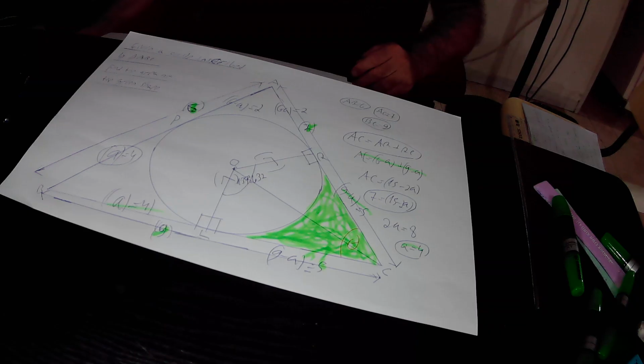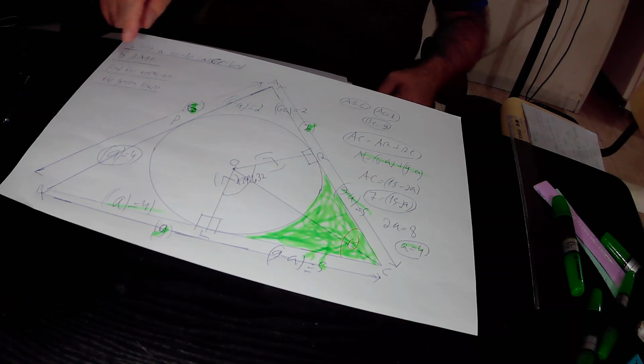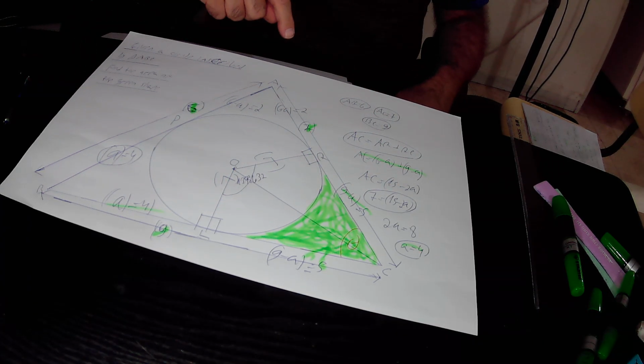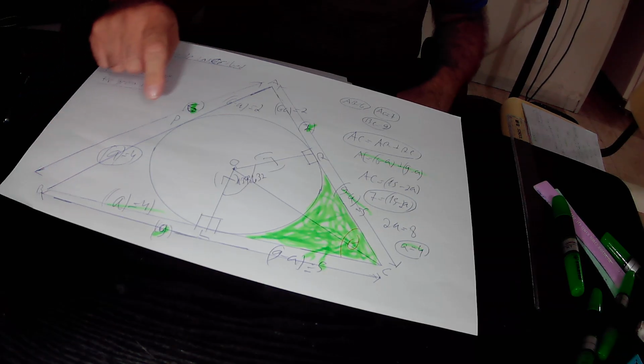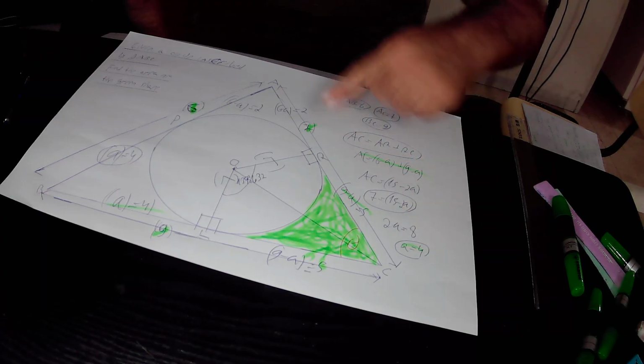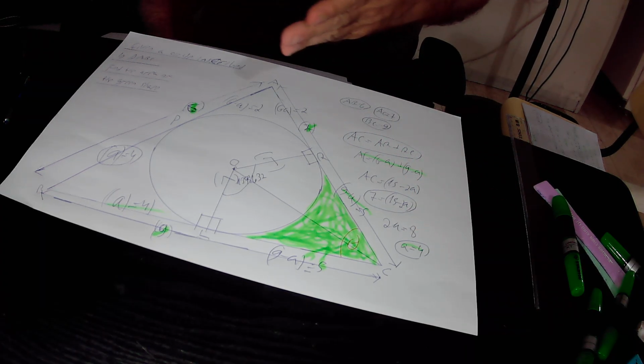In the next step, we define the center of this circle. This point is point O. We define the point of tangency of tangent BC with this circle. This point is point L. Likewise, we define the point of tangency of tangent AB with this circle. This point is point P. And finally, we define the point of tangency of tangent AC with this circle. This point is point Q. We define the radius of the circle as R.